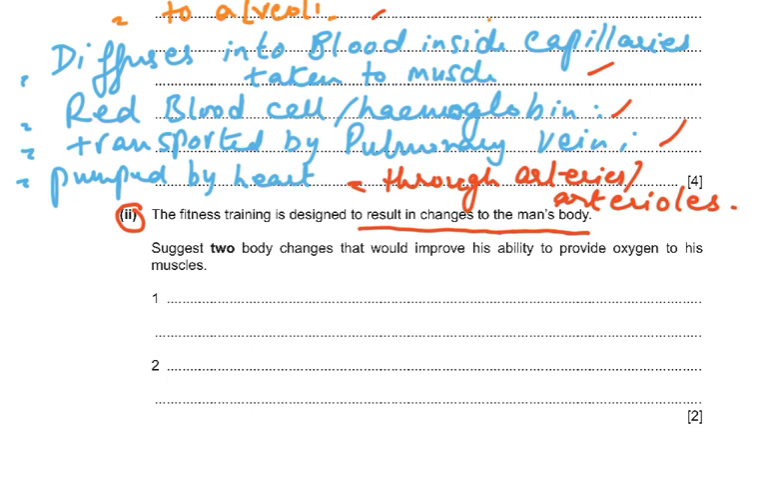A larger lung capacity, stronger intercostal muscles, stronger cardiac muscles. Cardiac muscles are able to pump more blood in each cardiac cycle, improved blood supply to the heart muscles, and more hemoglobin. So more hemoglobin means maybe more red blood cells. So this is what you have to write for the fitness training to change in the man's body. So suggest 2 body changes that would improve the ability to provide oxygen to his muscles.